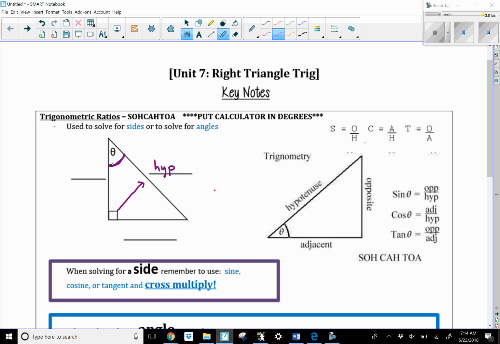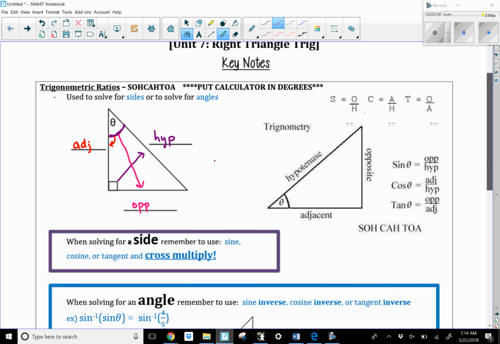Then in terms of this angle, opposite would be the farthest side away from the angle. So in this case, it's going to be this one over here, which leaves the only other side directly next to it, which is always the adjacent side. So adjacent just means the closest one. Opposite would be the farthest away. And the hypotenuse is always opposite of, or across from, the right angle.